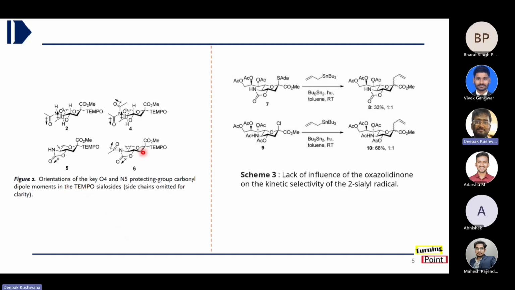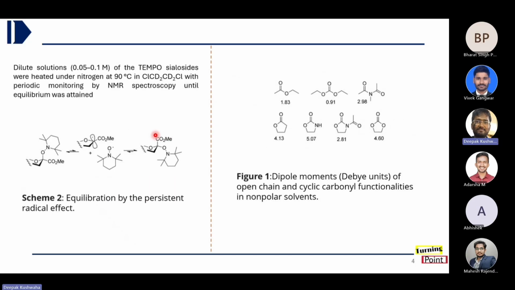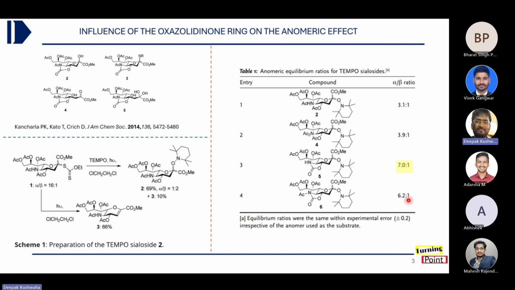In general cases, we are using this protecting group, not the acetyl-substituted one. So I have used 6 only, but 5 can be used, I guess. Like if you see here, the anomeric ratio they are saying is also good. So it is giving good selectivity, but this is the maximum. So this is just the anomeric ratio in the case of the radical reaction.